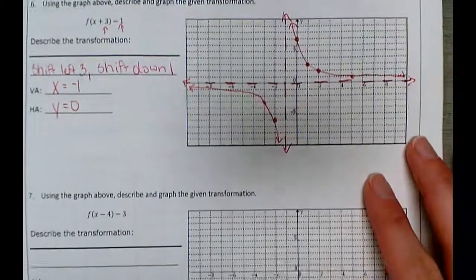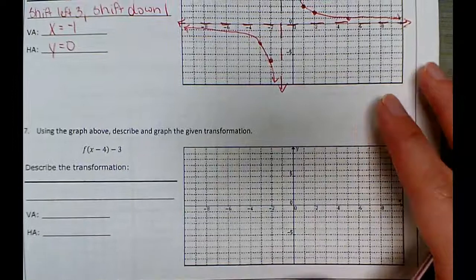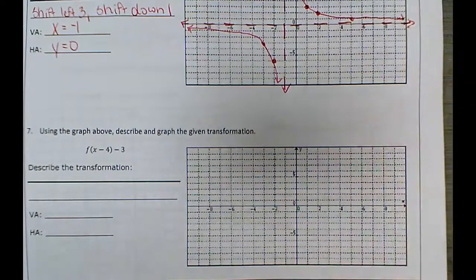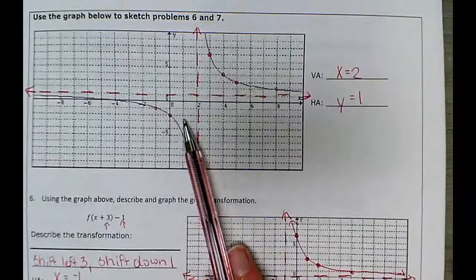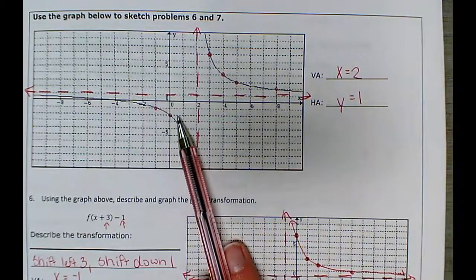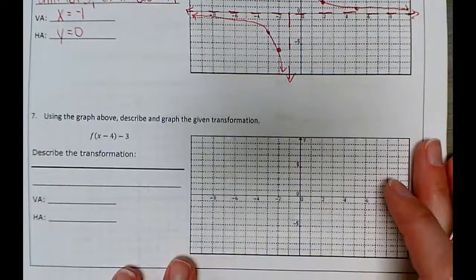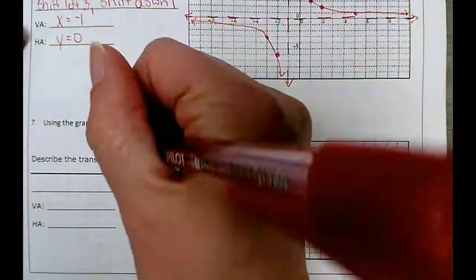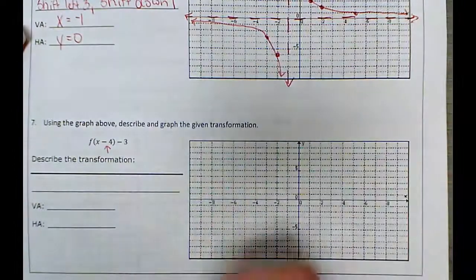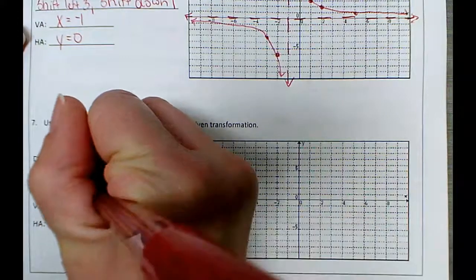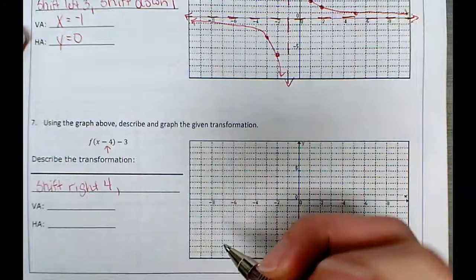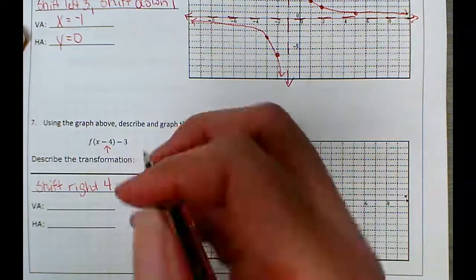Last problem, also connected with the original graph. It says using the graph above, describe and graph the given transformation. It's not talking about this one, it's talking about this one. This is the one we're using for problem 6 and 7. So the transformations that are occurring here, we shift to the right 4. And here we shift down 3.